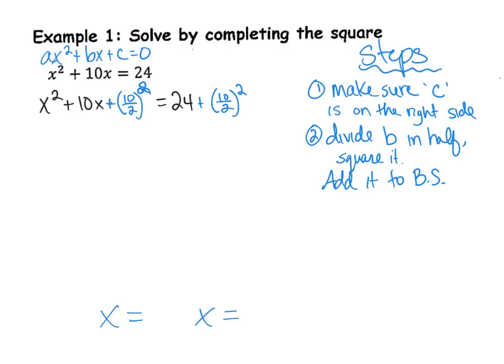So let me rewrite this now. On the left side, x squared plus 10x plus 5 squared equals 24 plus 5 squared. This right here that I just did, that's the hardest part of the whole process. So your job is to remember, cut b in half and square it. Add it to both sides. Whatever I do to one side, I got to do to the other side. The reason that we're adding this to both sides is because I need to create a trinomial right here.